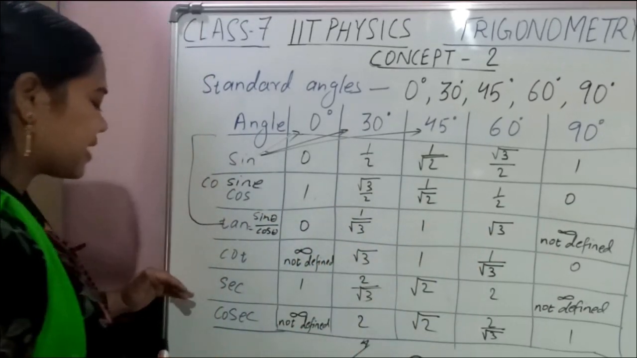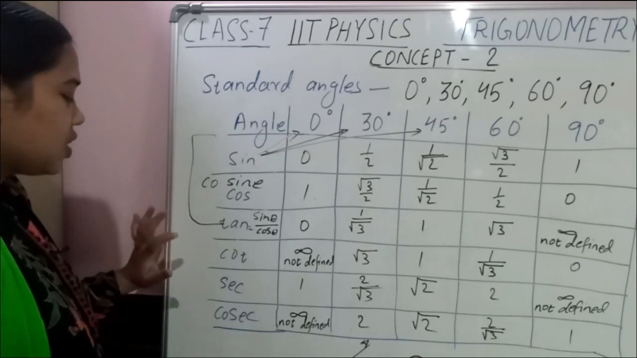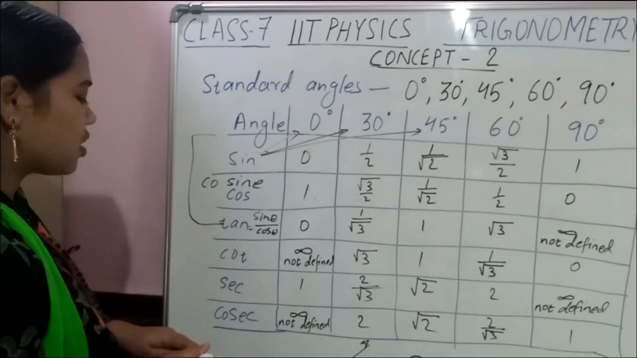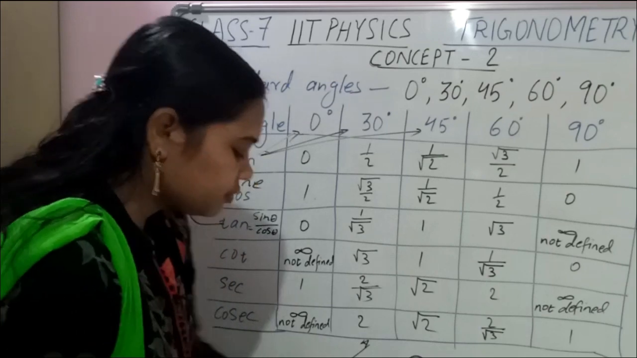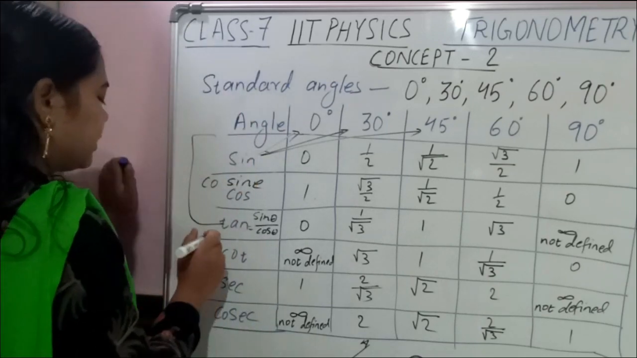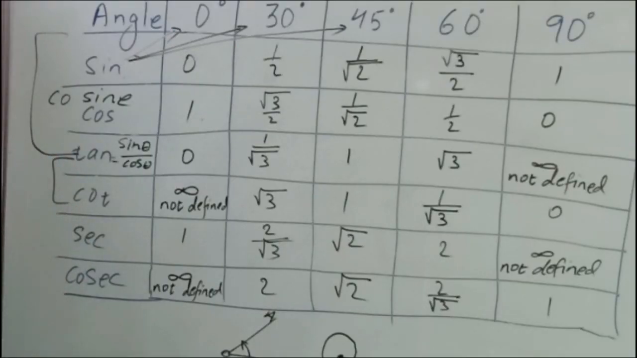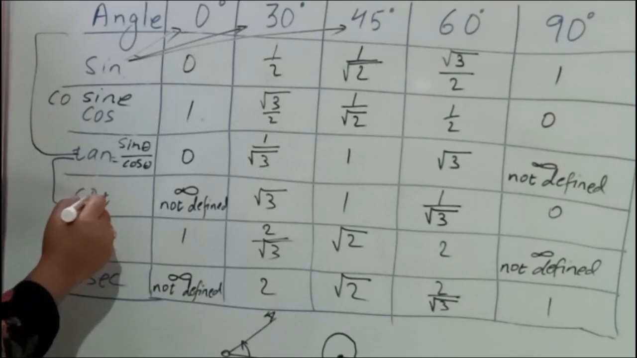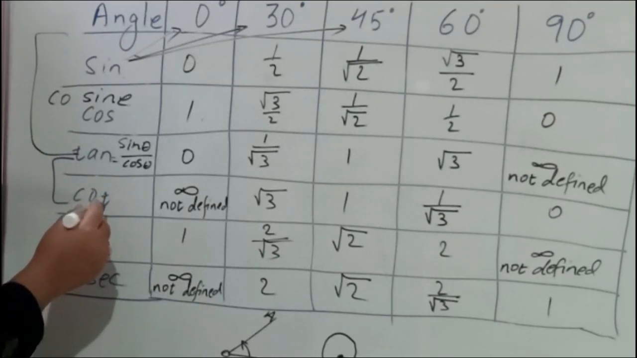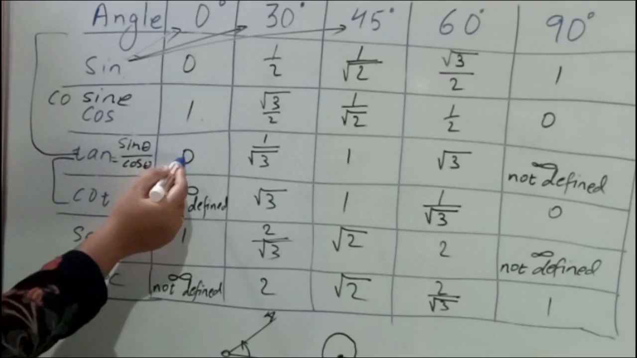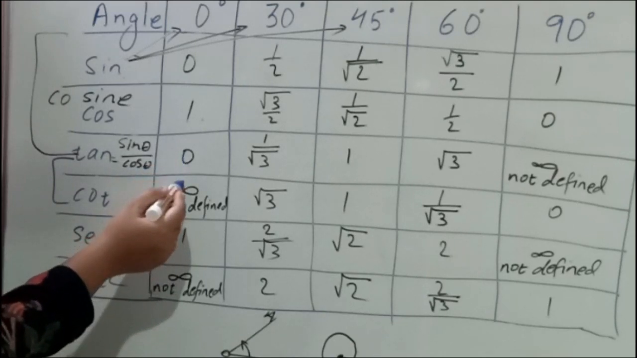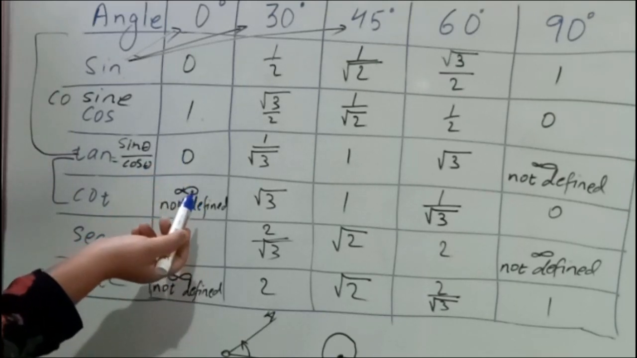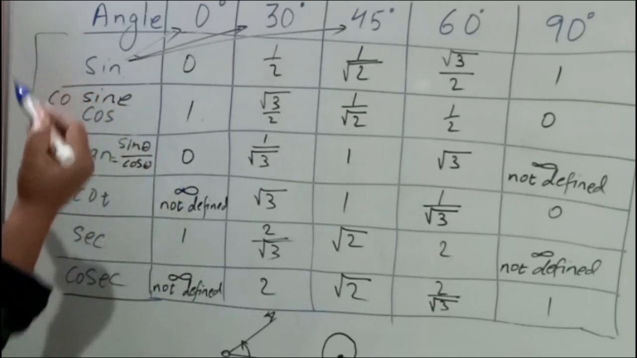Next, cot, sec and cosec are reciprocals. Cot and tan are reciprocal of each other. Tan theta is equal to 1 by cot theta. Is it? So cot is the reciprocal of tan. Tan 0 is 0, 0 by 1, its reciprocal is 1 by 0, so that's not defined.